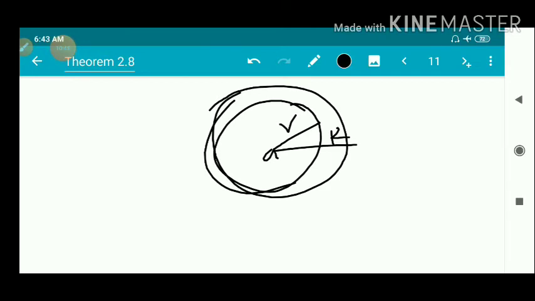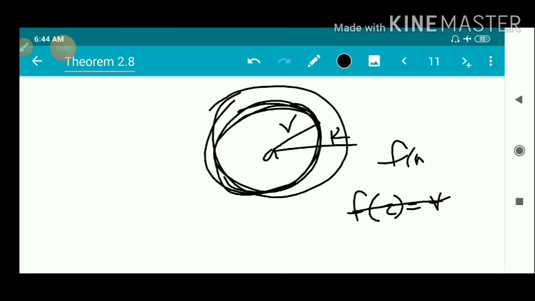So f of z is analytic everywhere on the circle. A function f of z is analytic means it is defined at all the points. Therefore, f of z is defined on this circle. So we can find the value of f of z, or f of w, for every w on gamma. The value of f of w is defined for every point on gamma, because it is analytic. So we can find a maximum value for f of w.